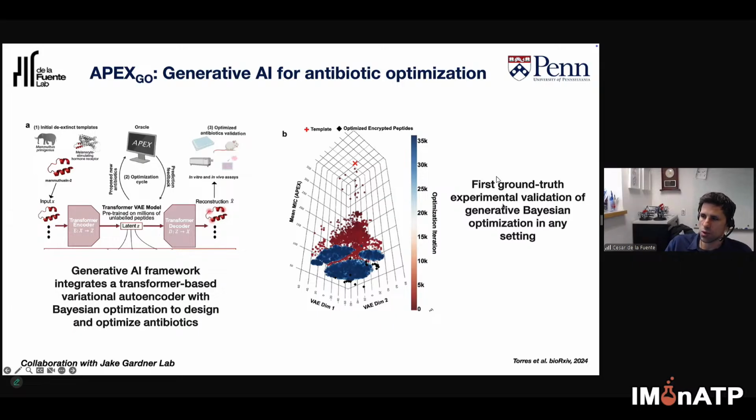And this is really the first ground truth experimental validation of generative Bayesian optimization in any setting. So this was really exciting. We have a preprint on this in case you want to check it out. But again, this is just the beginning. I think with algorithms like this, we can really optimize any molecule for a particular function, in this case, antibiotic activity.